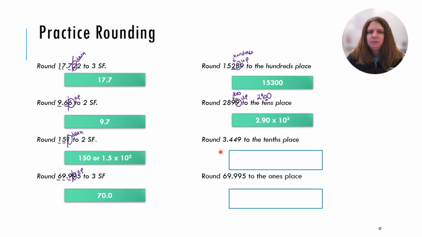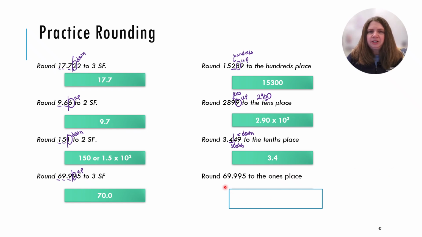Next, round 3.449 to the tenths place. The tenths digit is the first 4, and the next digit is also a 4. Because this is less than 5, we round down. The result is 3.4.